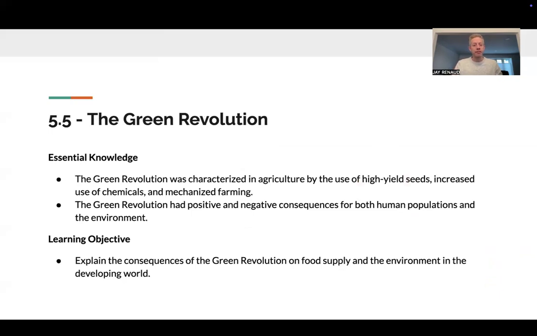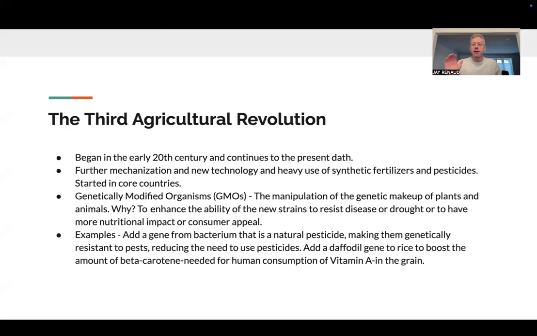Green Revolution, topic 5.5. For this one, we have to differentiate between high yield seeds, seed hybridization, which is what Norman Borlaug was doing, and genetic modification of seeds in a lab. That's the thing that I try and get my students to understand and differentiate between. This is all part of the third agricultural revolution. This is basically like the second agricultural revolution, but on steroids.